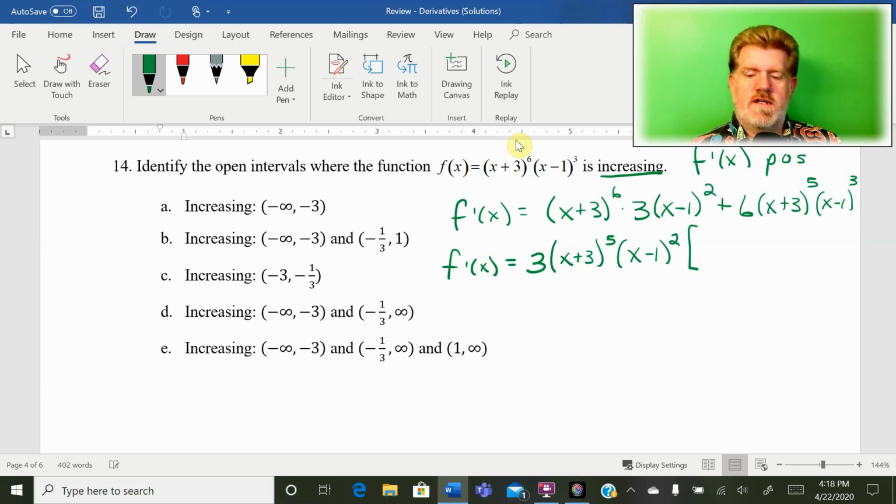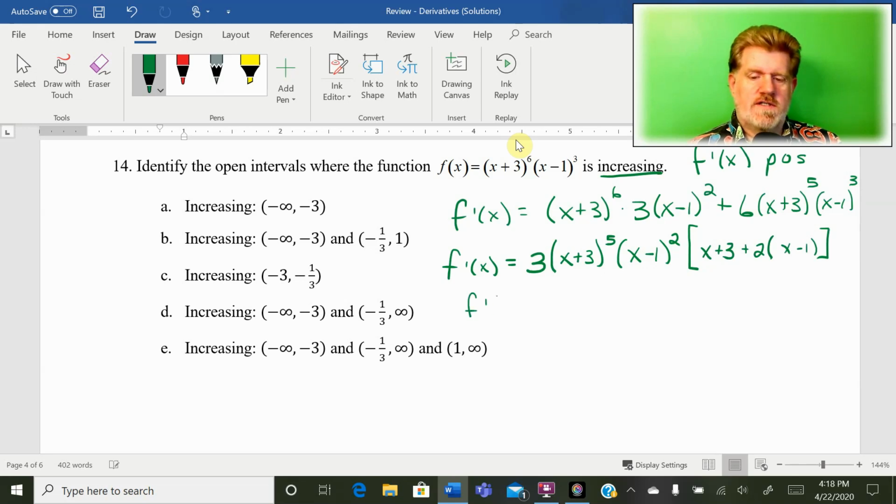So what does that leave me left with? All right, the 3 took it out. X plus 3 took out 5 of them. I have 1 left. X minus 1 squared took it out. We're done. 6, I took out 3. So that's going to leave me with 2. X plus 3, I took them all out, all 5. X minus 1, took 2 of them out, so I'm left with x minus 1.